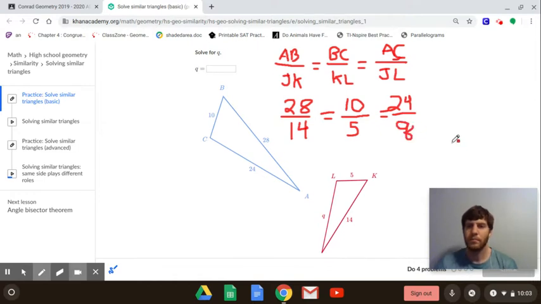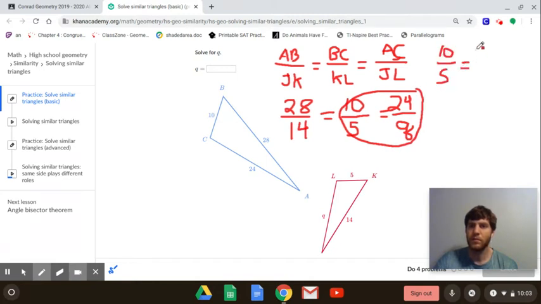All right. So they told us they were similar, and since they were similar triangles, we knew that their sides were proportional, and since their sides were proportional, we knew that the ratios of the corresponding sides were going to be equal to each other. So we set up our proportion by setting our ratios equal to each other. We can now pick two of the ratios. I'm going to pick these two right here. Right, so 10 over 5 equals 24 over Q.